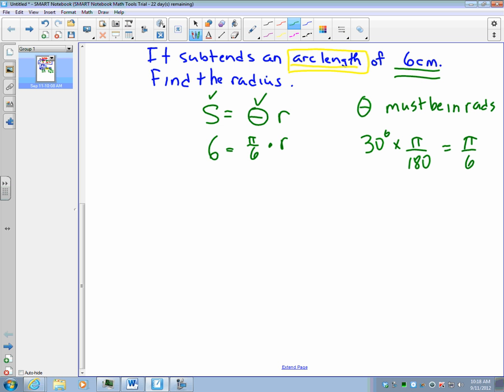Basically, we're solving for r, so what do we need to do? We need to get rid of the 6 and the pi, don't we? So we're going to get rid of the 6 by what? Multiplying it, right? So that gives me 36 equals pi r. And how do I get rid of the pi? Divide. So r would equal 36 over pi centimeters. And that's totally acceptable as an answer.